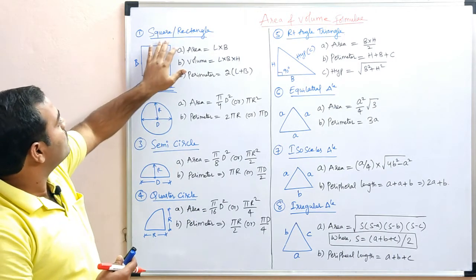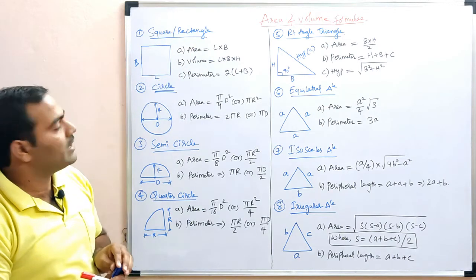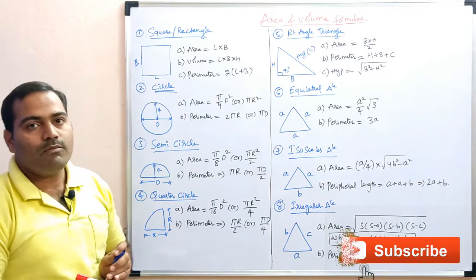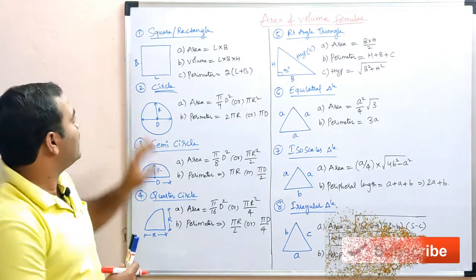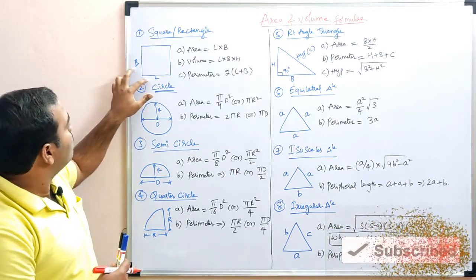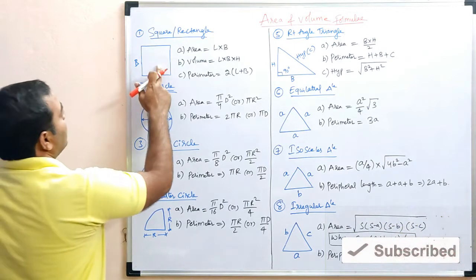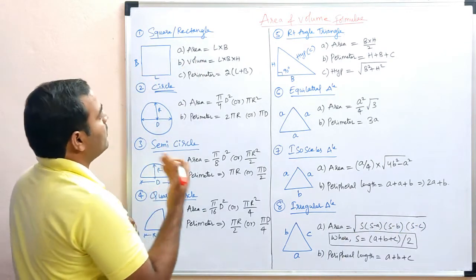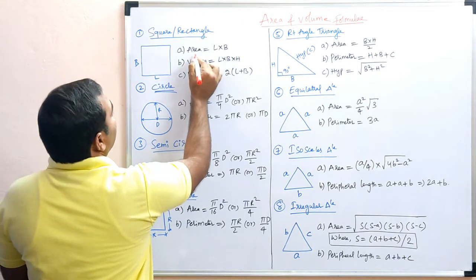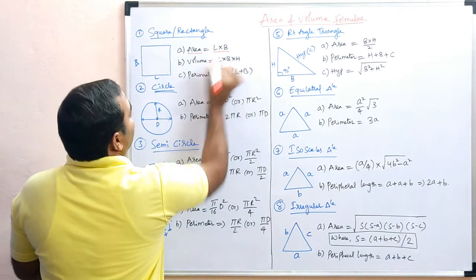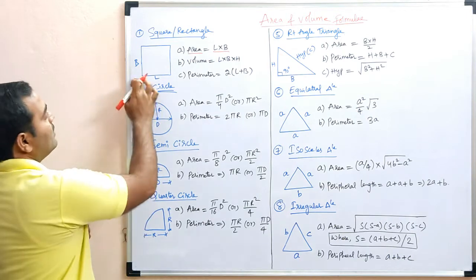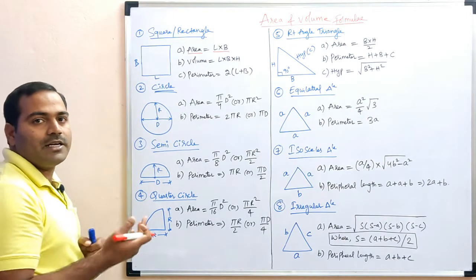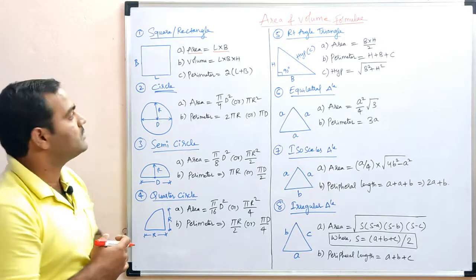If you take the first one, it is a square or a rectangle. Mostly for a rectangle the length will be more than for a square, but here I have taken the same for both. So it may be a square or a rectangle, and we can use this formula for both. In case of area calculation, the formula is L into B. Length into breadth is nothing but area, which will be calculated in square meter units.